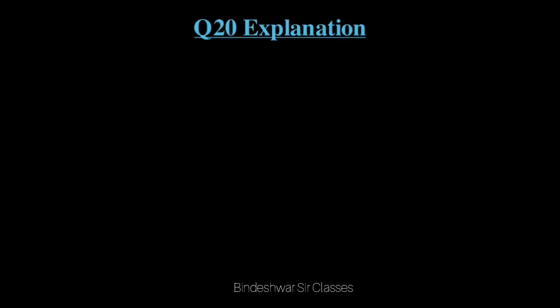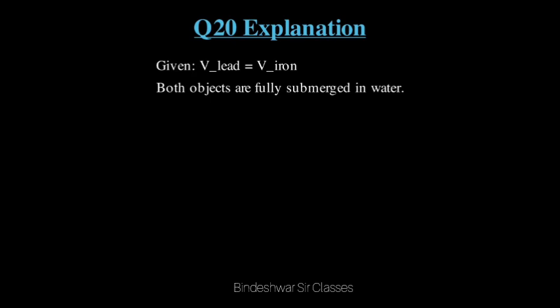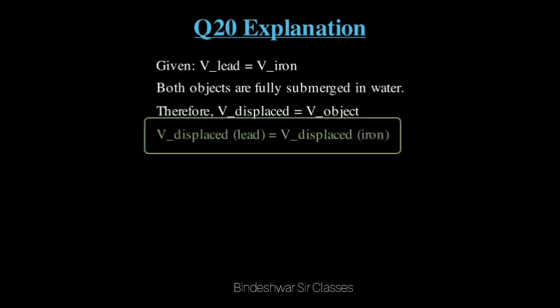We are given two objects, one made of lead and one of iron. We are told they have the same volume. Since both lead and iron are denser than water, both objects will sink completely when placed in water. When an object is fully submerged, the volume of fluid it displaces is exactly equal to its own volume. So, since the lead and iron objects have the same volume, they will both displace the exact same volume of water.